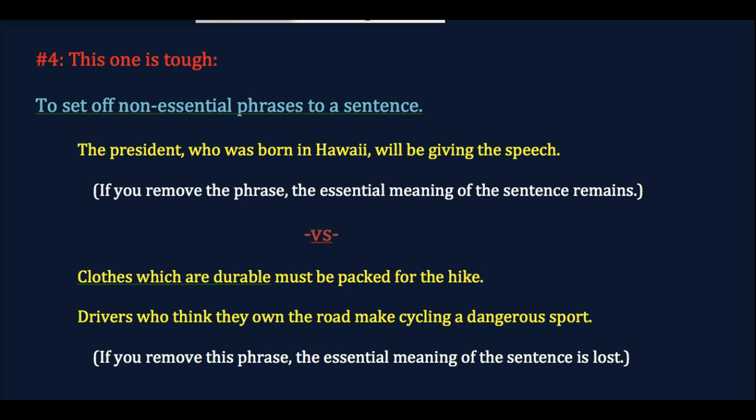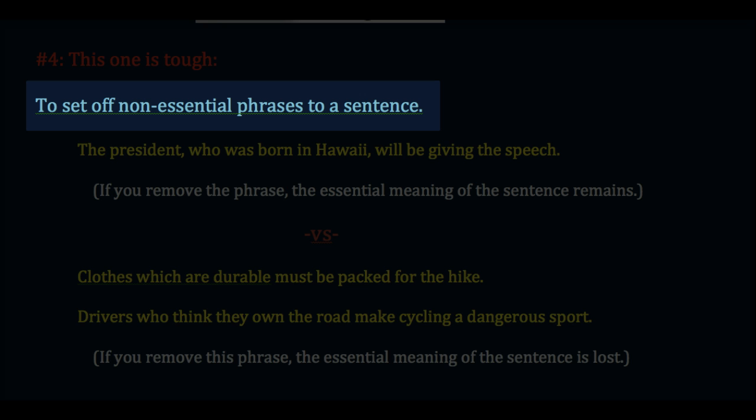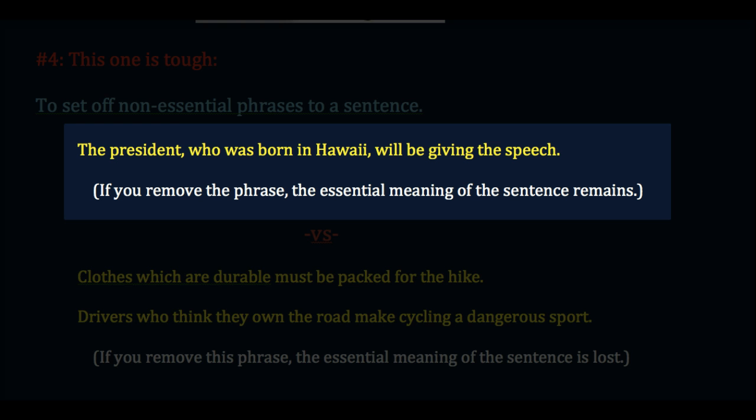Comedy done, onward. Number 2, this tough one, which is you use commas to set off non-essential phrases in a sentence. Huh? What does that mean? Well, look at the example. The president, who was born in Hawaii, will be giving the speech. Okay, if you remove the phrase, who was born in Hawaii, the essential meaning of the sentence remains. The president's giving the speech. Sure, the other stuff is nice to know, but it doesn't change the meaning of the sentence without it. So, you use commas on both sides of that phrase.